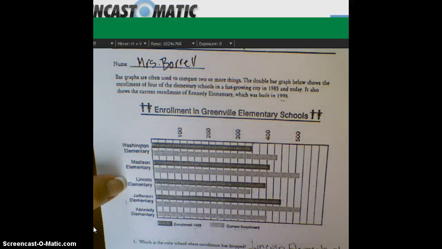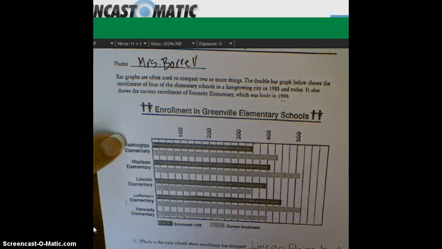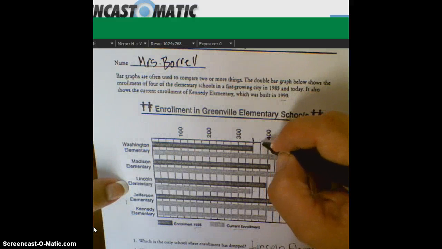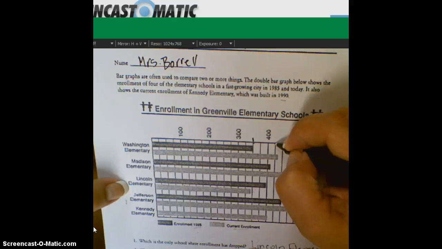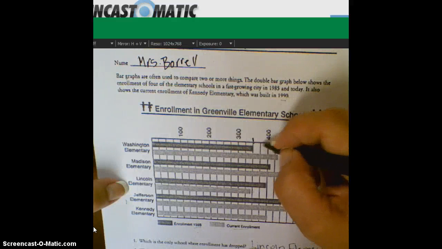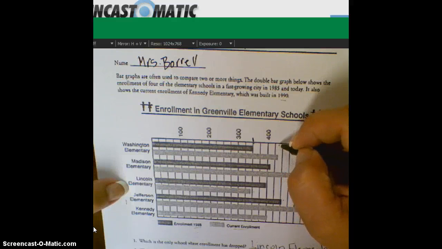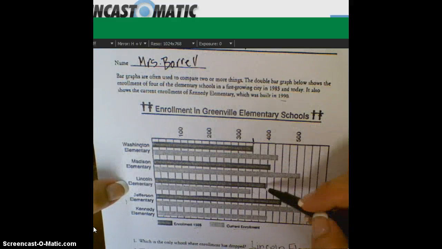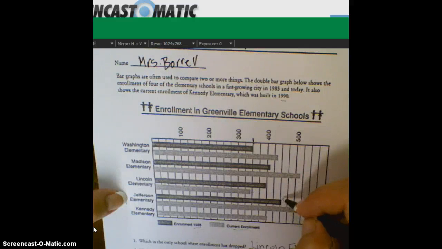And it says about how many more students are enrolled in each of these schools today than in 1985. So we need to look at Washington and then again at Jefferson. At Washington, we went up, we're counting by 25s: 25, 50, 75, and then what's half of 25? Maybe 12. 25, 50, 75, 85, 86, 87, about 87. And Jefferson, we were at about 450, so we're going to count 25, 50, 75.